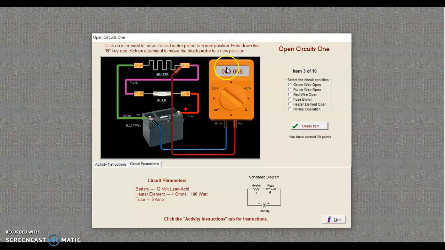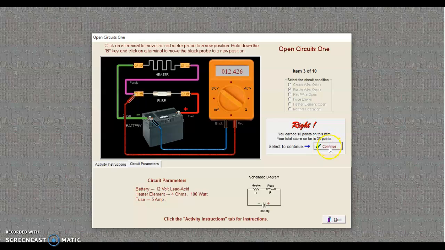Notice that on this side of the wire I'm at 0, and on this side of the wire I'm at my 12.4 voltage. So when I bridge the open gap, if my purple wire is the open gap, I get all of the battery voltage. On this side of the wire I have 0, where really I should still be seeing the load drop of the heating element, and I don't. Over here I have all the source voltage, so my purple wire is the open. And there we go, we're correct there.